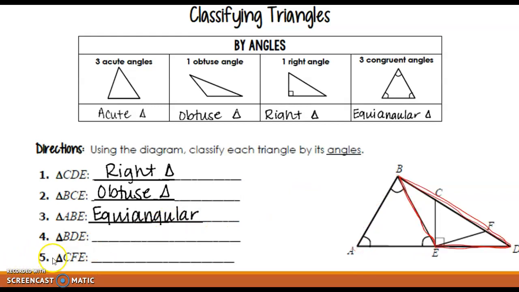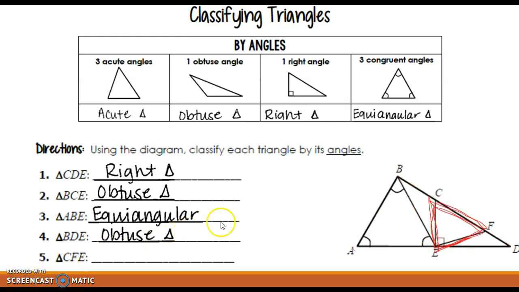Next, the triangle containing the angle BDE. I know that part of it has a right triangle in it, but that doesn't go all the way over. The next thing we're going to look at is triangle BDE. Now you'll notice that CDE had the right angle in it, but this one goes a little further. So that means this one has an obtuse angle in it. So it is going to be an obtuse triangle.